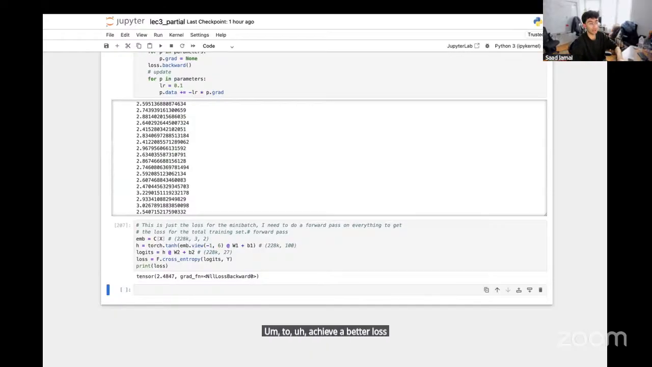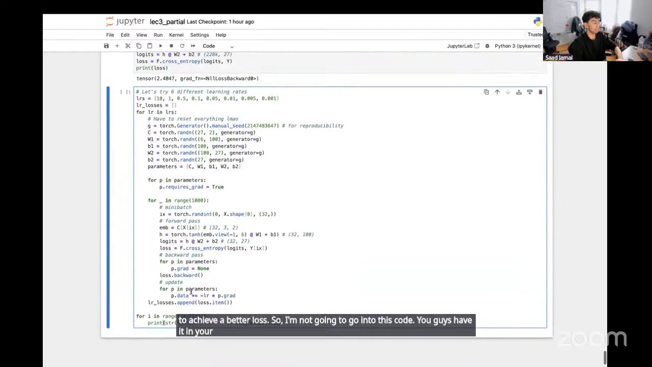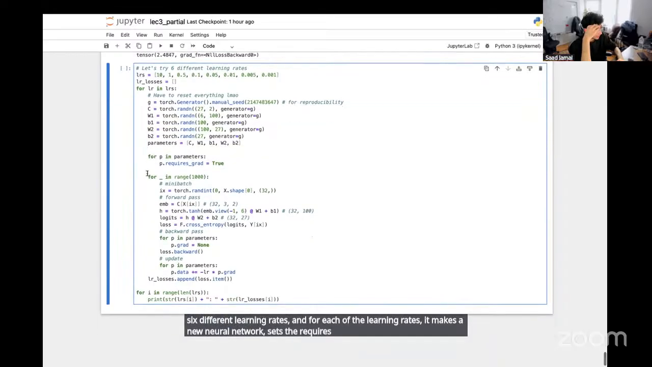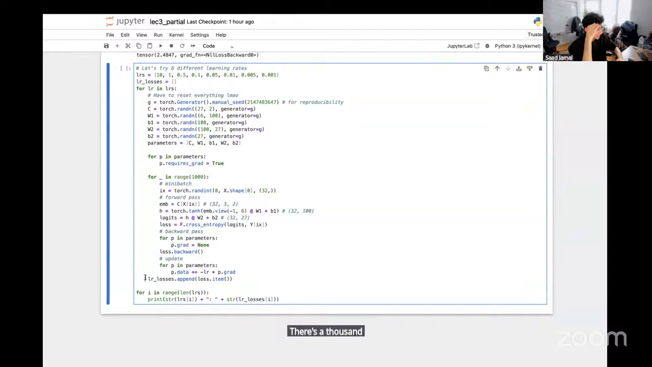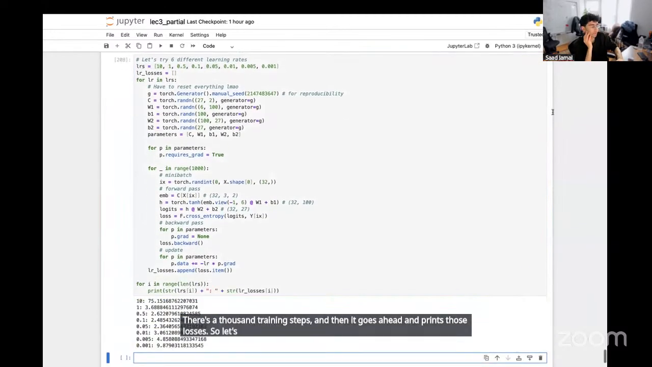So I'm not going to go into this code. You guys have it in your completed thing. But what basically this section of code does is it tries 6 different learning rates. And for each of the learning rates, it makes a new neural network, sets the requires grad to true, does 1,000 training steps, and then it goes ahead and prints those losses. So let's go ahead and let that run for a couple seconds.